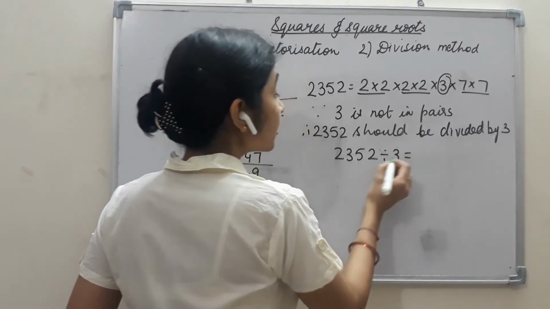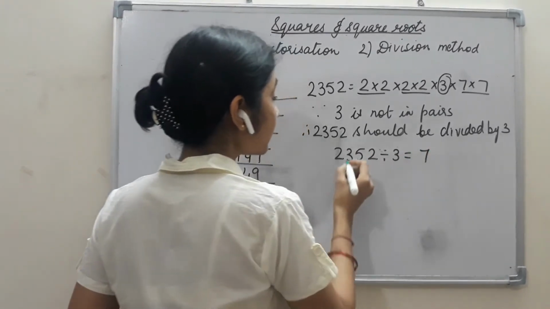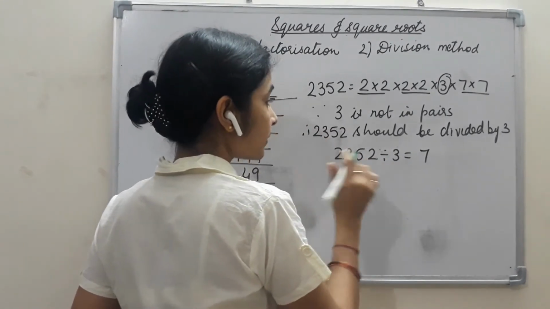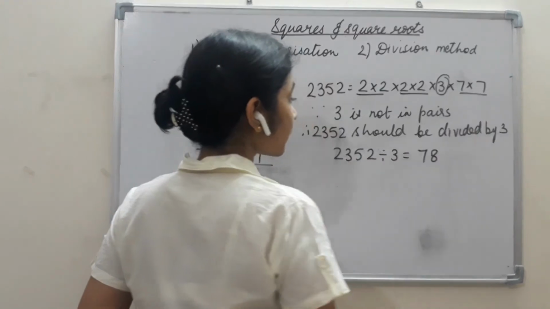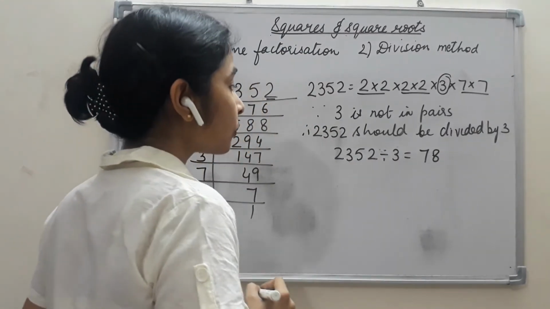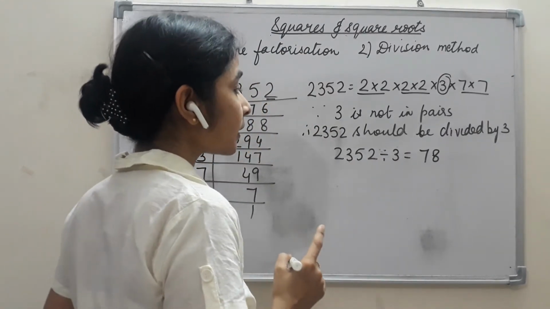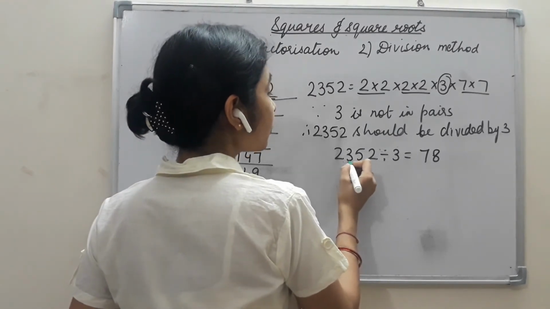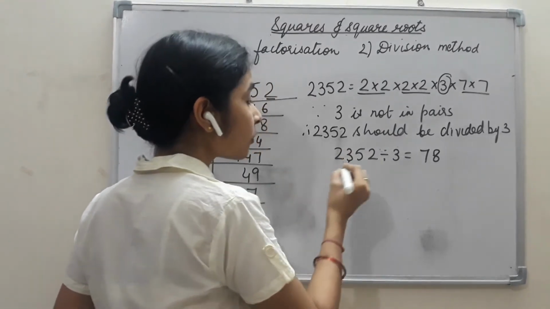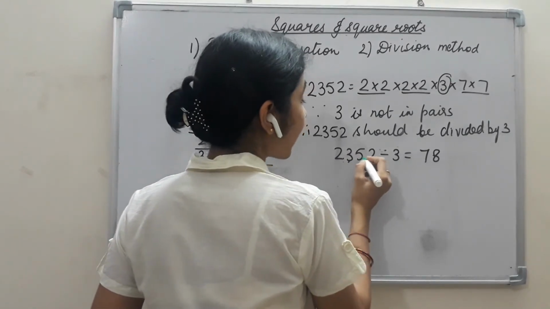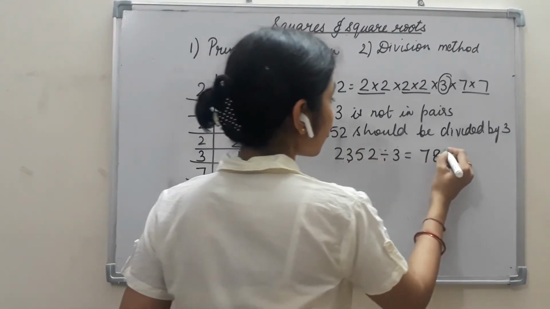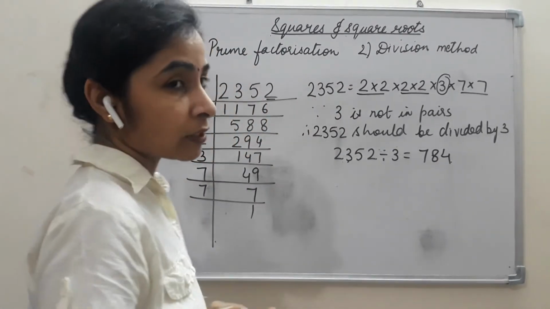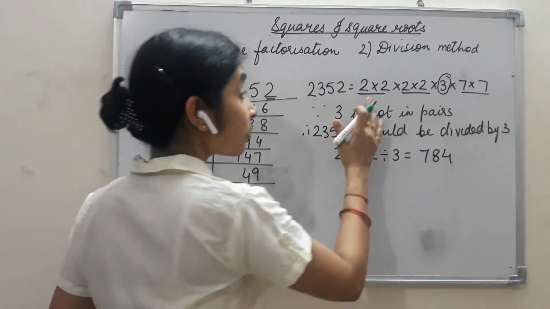What do we get? 3 7s are 21, 2 remains, so 3 8s are 24, and then we are having 1 2 12, so 4. Okay, now this 784 is a perfect square number of which number?